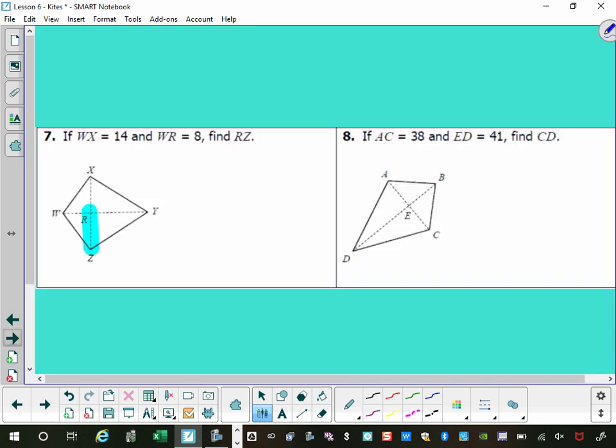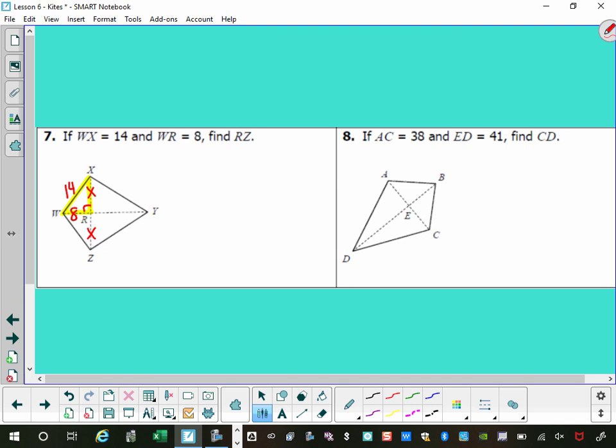All right, number 7. If WX is 14 and WR is 8, find RZ. Well, if I have to find RZ, I also have to find RX. They're going to be the same thing. So let's break this up into a triangle. What can I do to figure out what x is? If I have two sides, I need a third side, what do I do? Pythagorean theorem, how would I set it up?